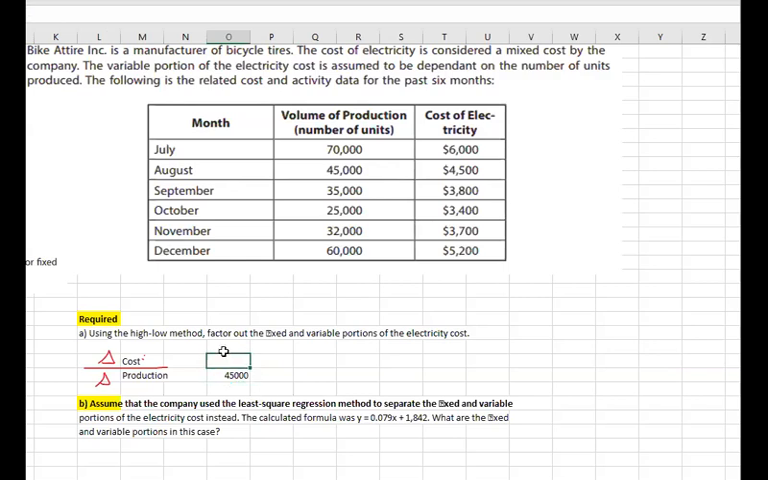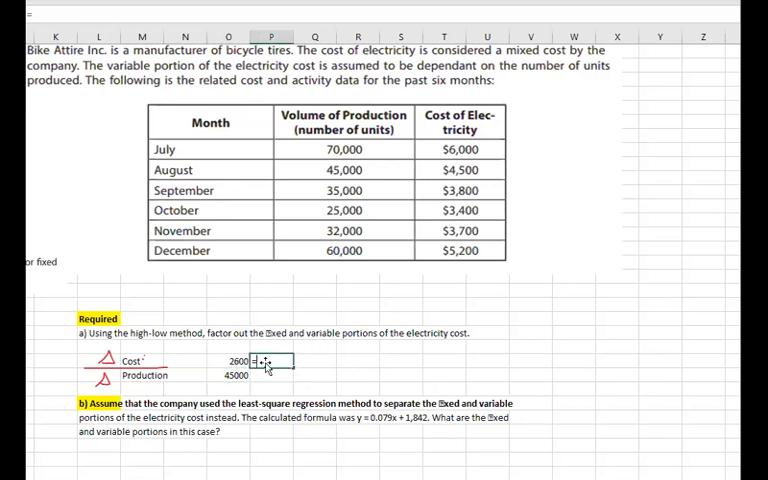And what is the change in the cost? The change in the cost is the highest minus the lowest, corresponding to those units. So when 70,000 units, the cost is 6,000, minus 3,400, which is the cost to produce the lowest number of units, 25,000. That will give me the change in the cost.